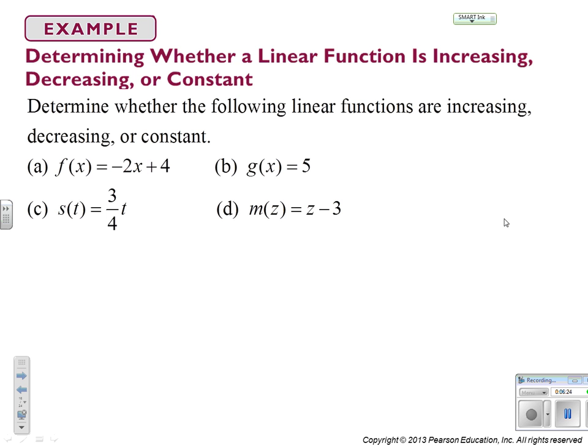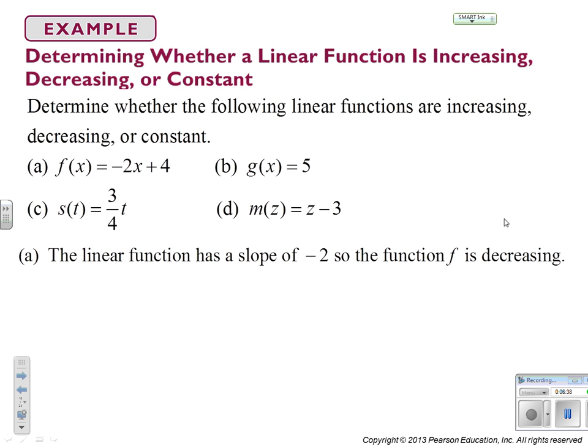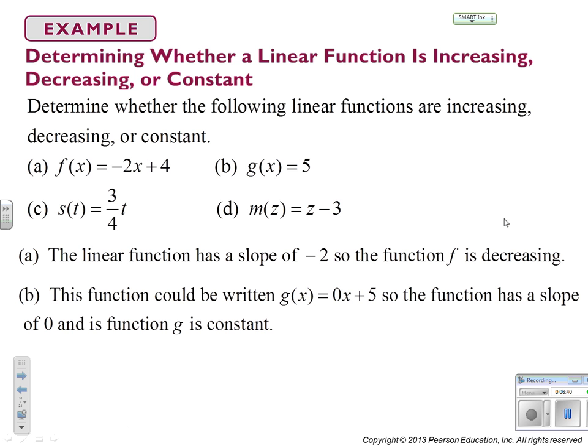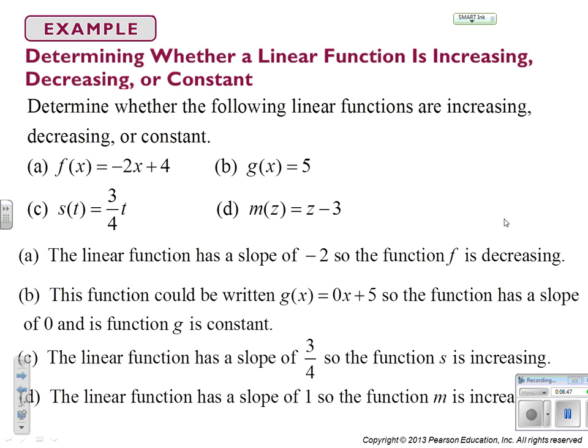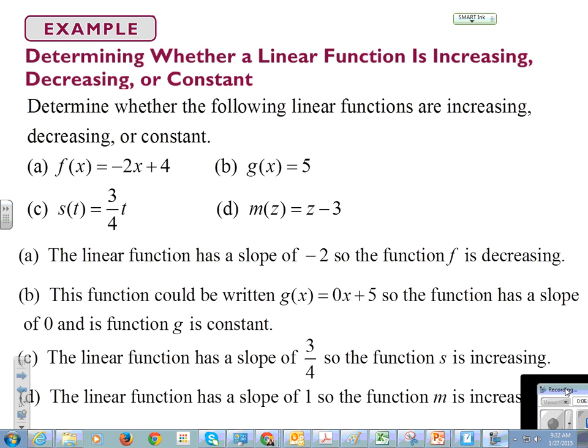So let's see what that looks like. We're going to look at 4 linear functions and see if they're increasing, decreasing, or constant. You should be able to glance at these and immediately fire away. A is decreasing. B is constant because the slope is 0. C is increasing because you have a positive slope. And D is increasing because the slope is 1. The reason we learned all this stuff in Algebra 1 is so that we could make these identifications fast.